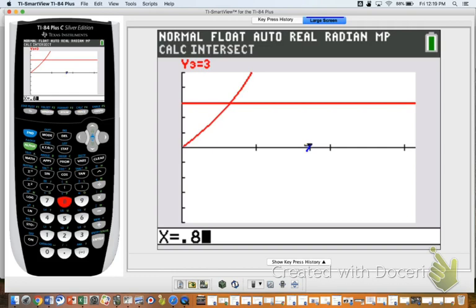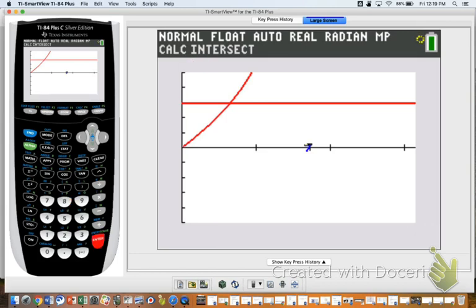You can just type in your guess. It's a lot fewer button pushes. Do you see why I picked 0.8? Maybe 0.7. The intersection point looks about that. So I'm just going to say my guess is 0.8. Then I hit enter as normal.